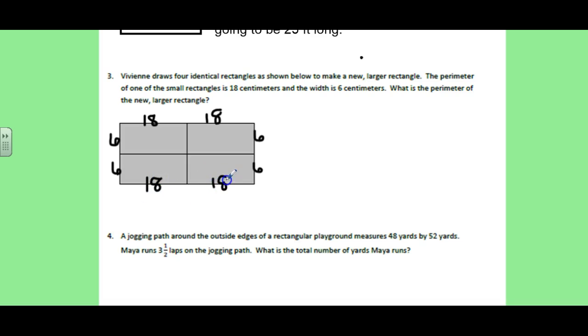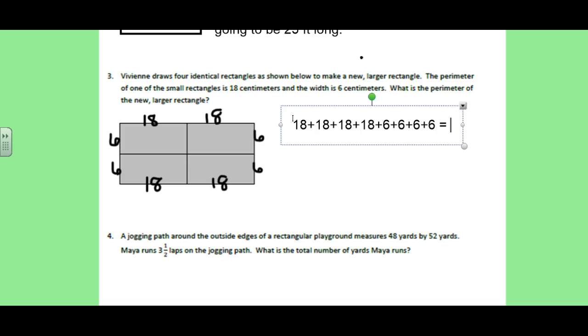So we're going to write our equation out to the side of what we're going to add together, which is 18 plus 18 plus 18 plus 18 plus 6 plus 6 plus 6 plus 6. And whatever that is equal to is going to tell us the new perimeter of this larger rectangle. So I want you to go ahead and add those numbers together and then write your answer in a complete sentence once you have found the perimeter of the new larger rectangle.